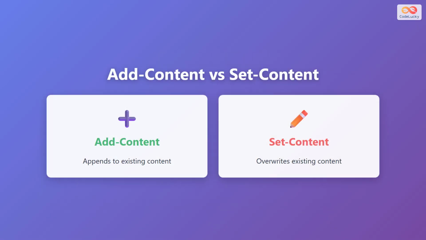It's crucial to understand the difference between Add-Content and Set-Content. Add-Content appends to existing content, adding new information at the end of the file while preserving everything that was already there. Set-Content, on the other hand, overwrites existing content completely, replacing the entire file with whatever you specify. Use Add-Content when you want to keep existing data and just add more. Use Set-Content when you want to replace the file's contents entirely. Choosing the wrong one can result in lost data, so always be mindful of which cmdlet you're using.